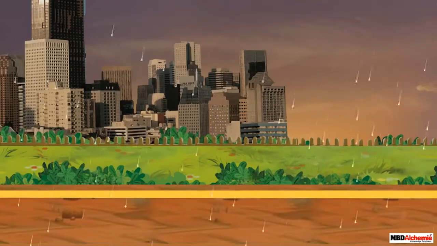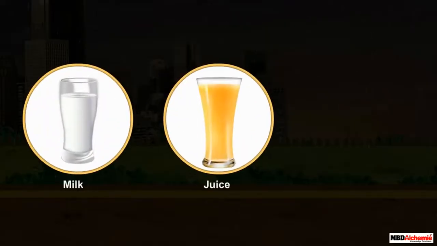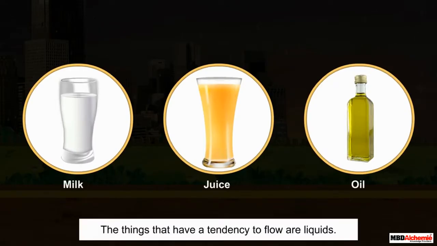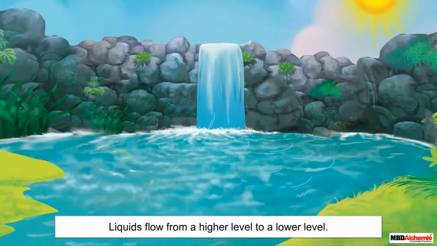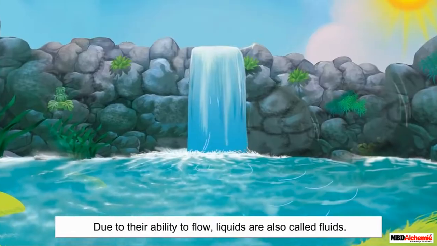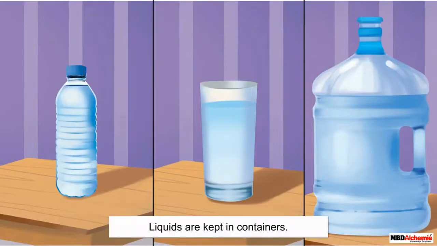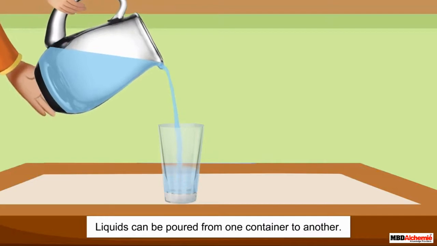Kids, like water, there are many other things such as milk, juice and oil that have a tendency to flow. All these things are liquids. All liquids flow from a higher level to a lower level, and due to their ability to flow, they are also called fluids. Since liquids flow, they are kept in containers. Moreover, we can pour them from one container to the other.